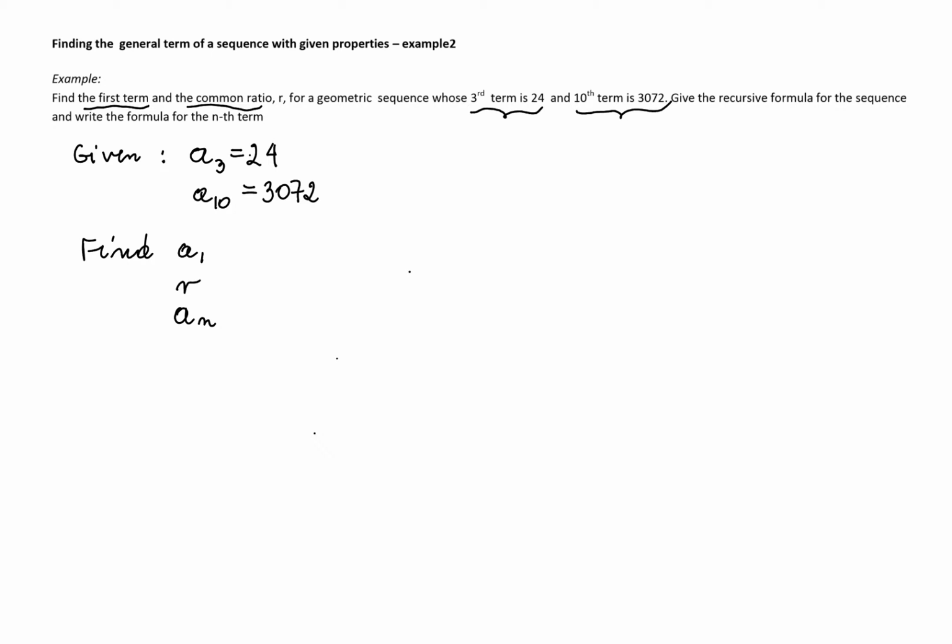We know that for a geometric sequence, a sub n is equal to a sub 1 times r to the power n minus 1. This is the general term for a geometric sequence with first term a sub 1 and ratio r. Since a sub 3 is 24, we can write it as a sub 1 times r to the power 2. A sub 10 is 3072, and using the formula, it is a sub 1 times r to the power 9.